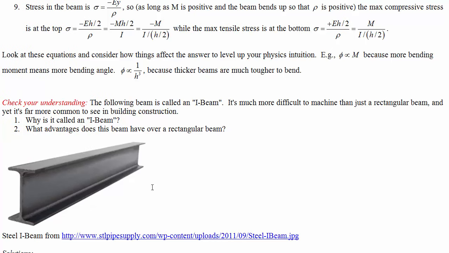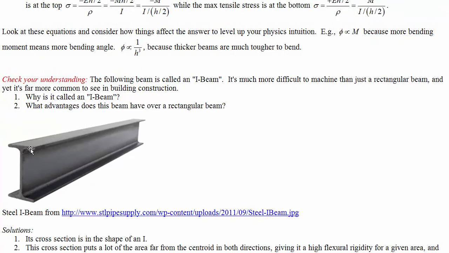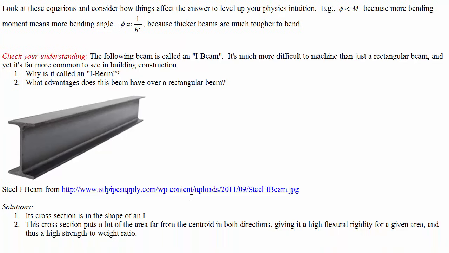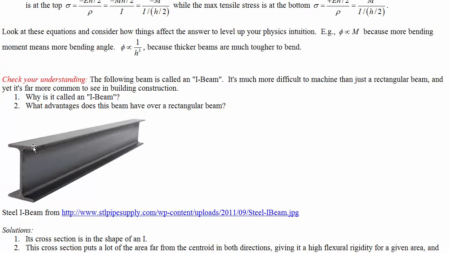Well, it's called an I-beam because that's the shape of its cross-section. Do you see the I? There it is. And the advantage it has is that for a given area, so the cross-section has a pretty small area, a lot of its area is very far away from the center point. So for bending about this axis or about this axis, we've got a lot of the area far away from the center.